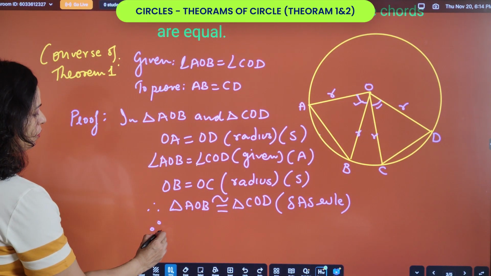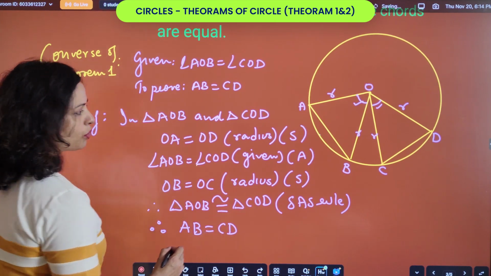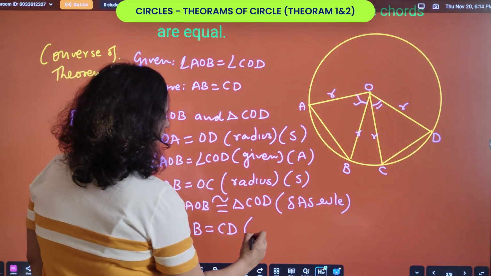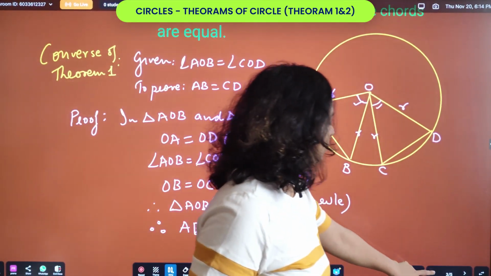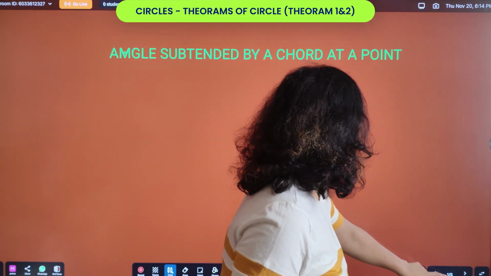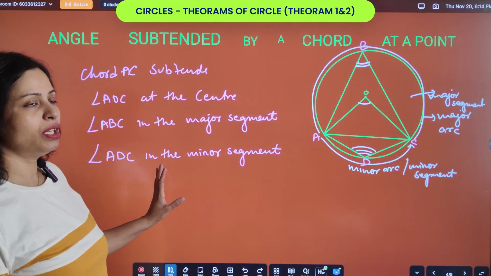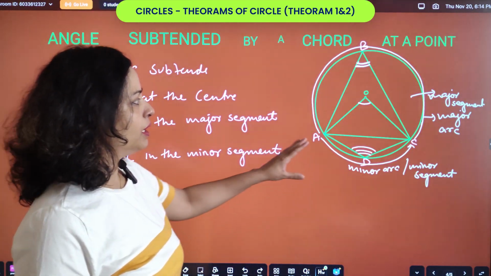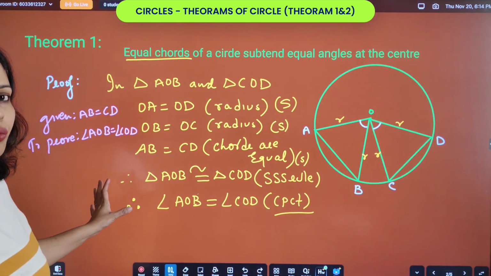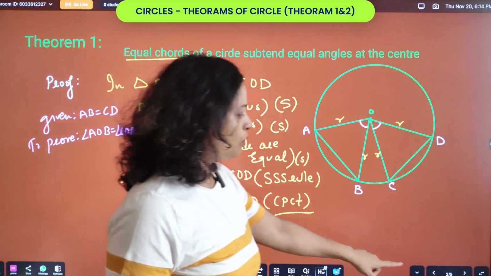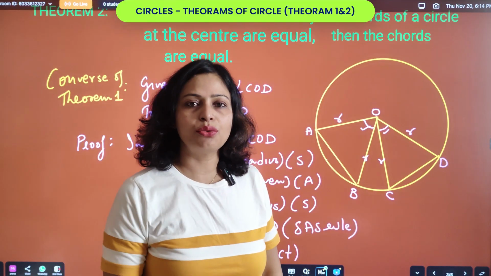After that you can say that the chords are equal because they belong to congruent triangles. So AB is equal to CD by CPCT. So it's very easy, children. You have to first know the meaning of the angle subtended by the chord, the angle which the chord forms at the center. And then you can easily prove theorem 1 and theorem 2. Hope you understood these two theorems.